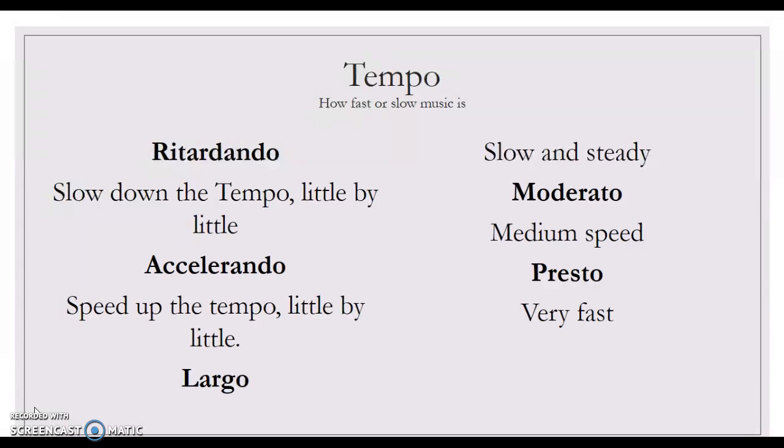Terms that include an umbrella term, which is tempo, which is how fast or slow music is, and then words that fall under that umbrella, such as retardando, accelerando, largo, moderato, and presto. So the students would need to know what these words are, how to spell them, or at least get close to spelling, what they mean, and that they specifically fall under tempo.